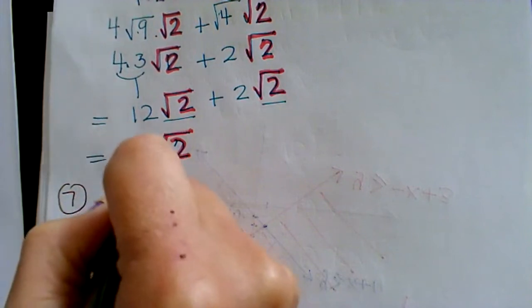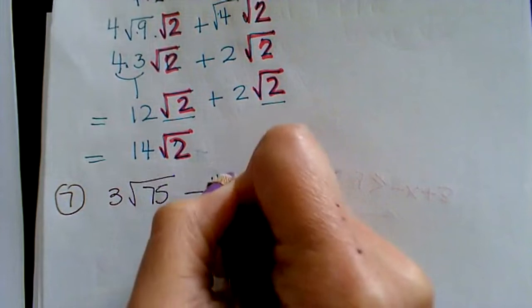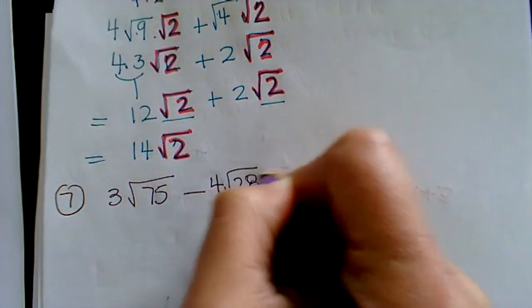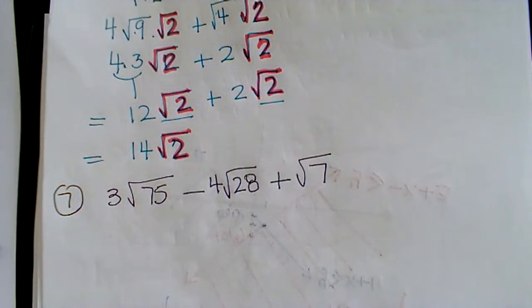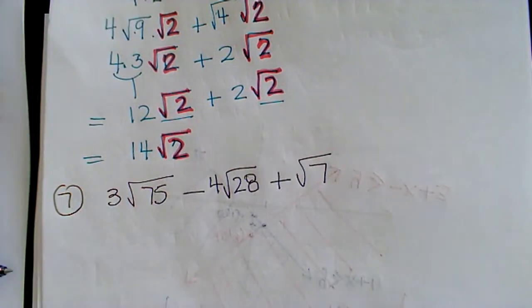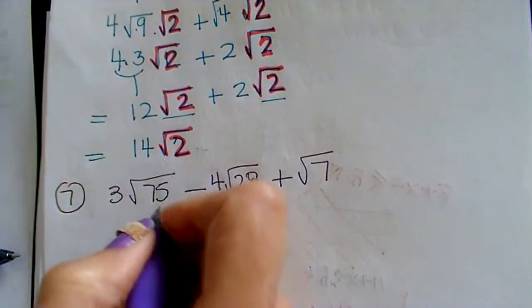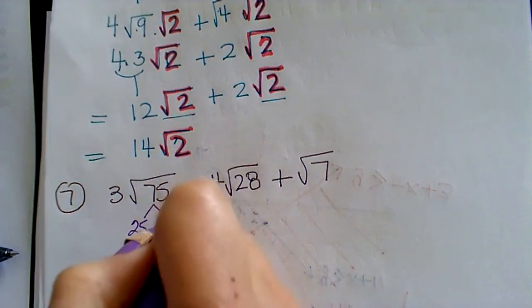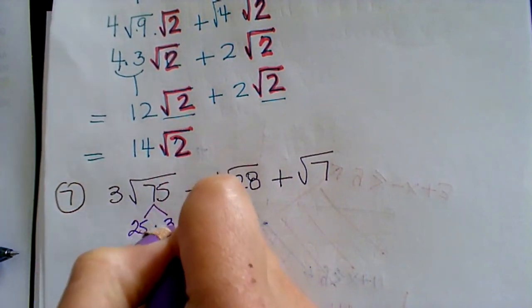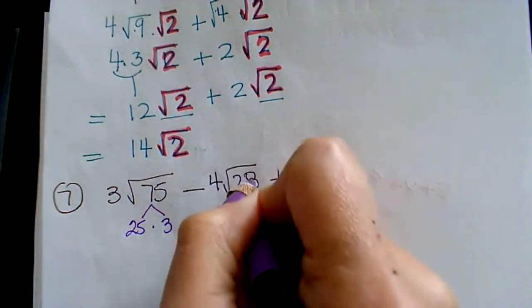Number 7, square root of 75 minus 4 square root of 20. And let's see, 25. 25 would be 25 times what? Times 3. 28.